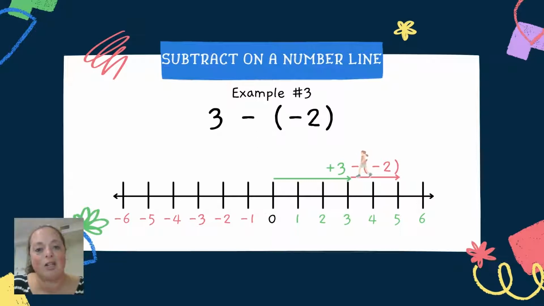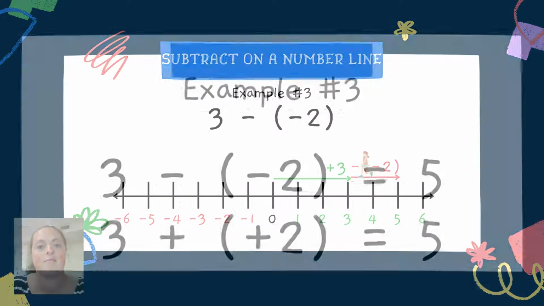We know that subtraction is moving to the left on the number line, but because it's subtracting negative 2, that negative switches us around the other direction. So we're moving to the left, but we're doing it backwards. So we're actually moving to the right 2 spaces. So that puts us at positive 5. So 3 minus negative 2 is actually positive 5.